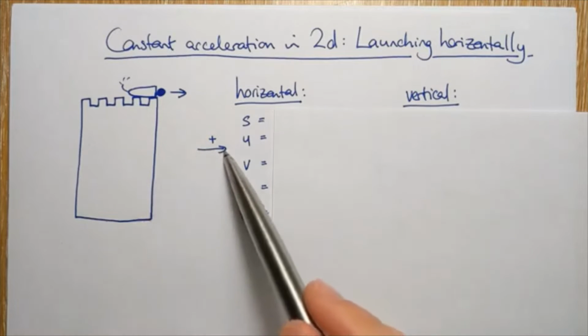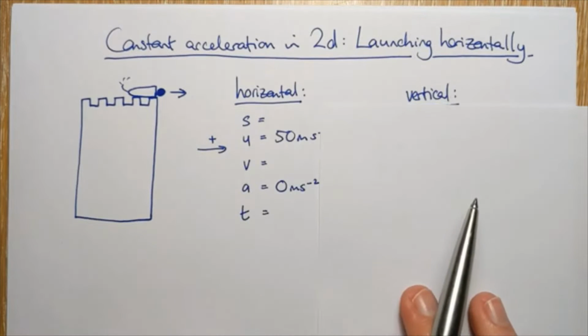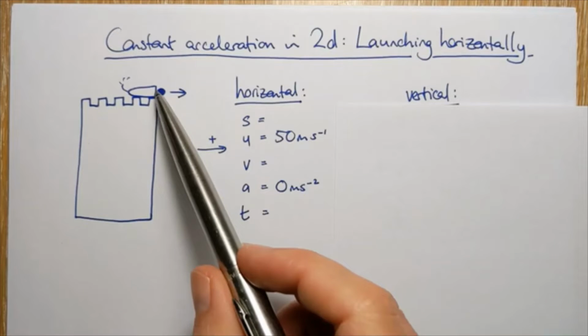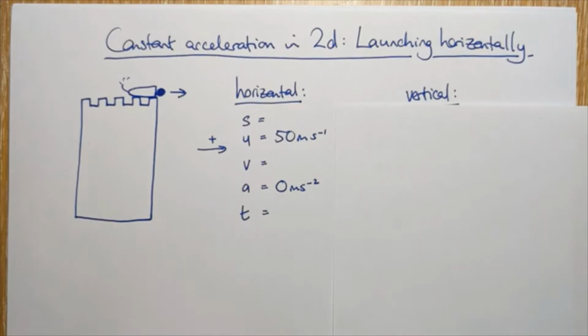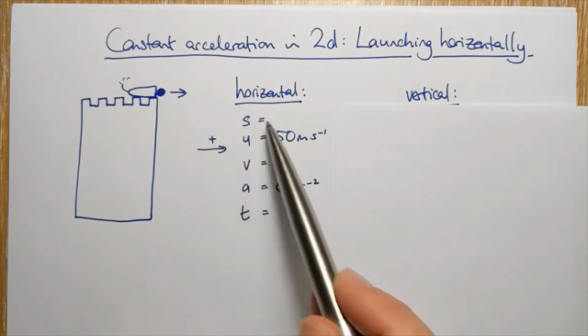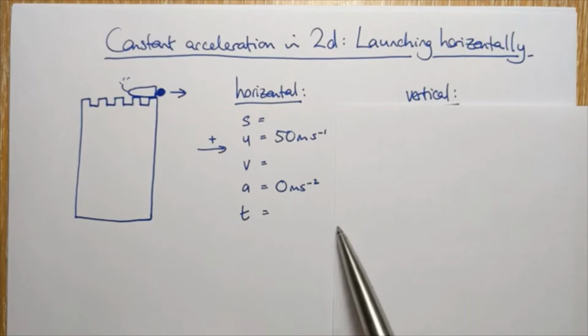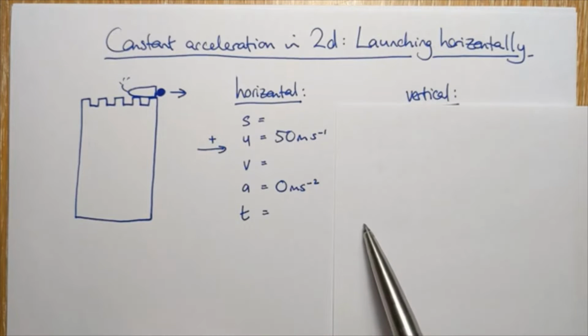I've gone for right as positive, and then I've decided my ball is going to be fired at 50 meters per second horizontally there. We know there are no forces in the horizontal direction, so the acceleration is 0, and that's crucial. And then the S there, that is the range, that's how far it is from the base of the tower when it hits the ground.